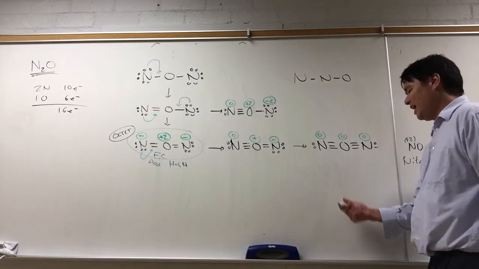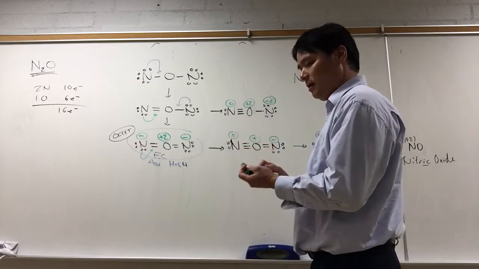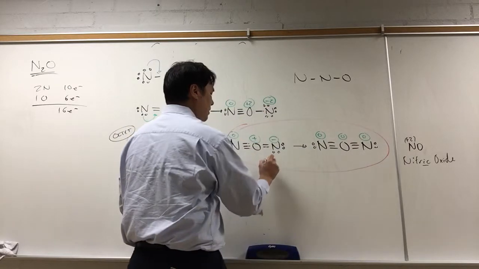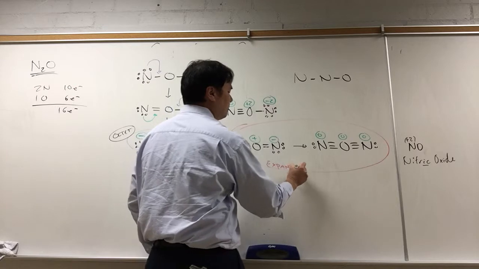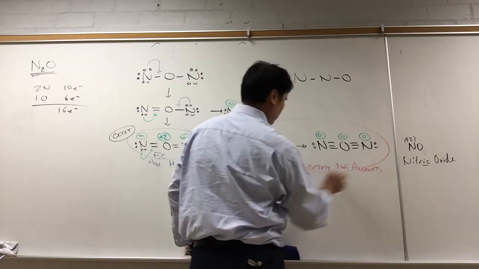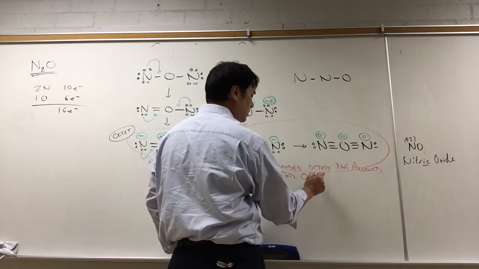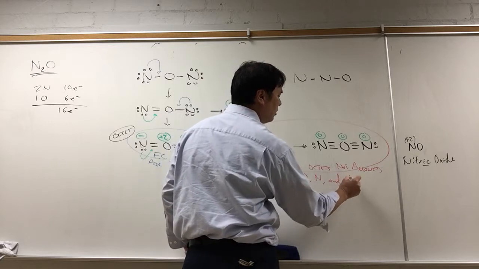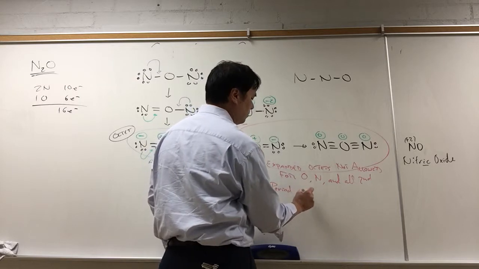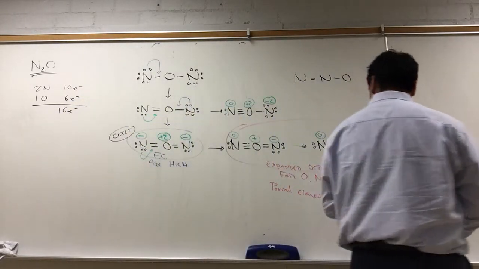And so the problem I have here is this. These are called expanded octets here, and expanded octets are not allowed for oxygen, nitrogen, and all second period elements. Third period elements, you could have expanded octets.